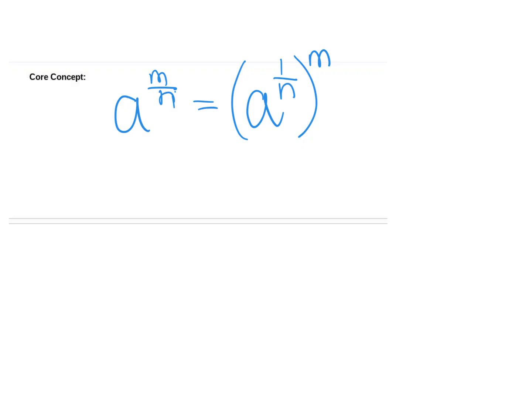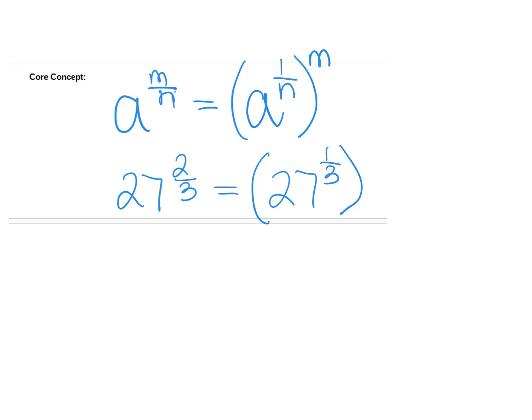So that means if you have, let's say we have 27 to the 2/3. That means we're going to change that 2 to a 1. And then move that exponent in the numerator to the outside. So this problem is going to turn into the square root. Sorry, not the square root. Silly teacher. The root is the fractional one. It's going to be the cube root of 27, and then we square it.